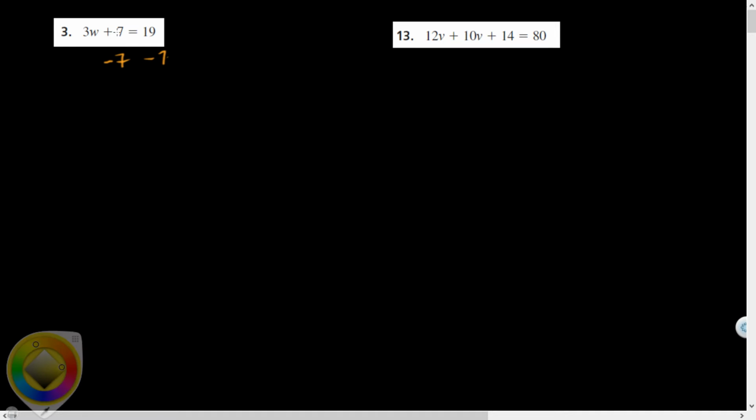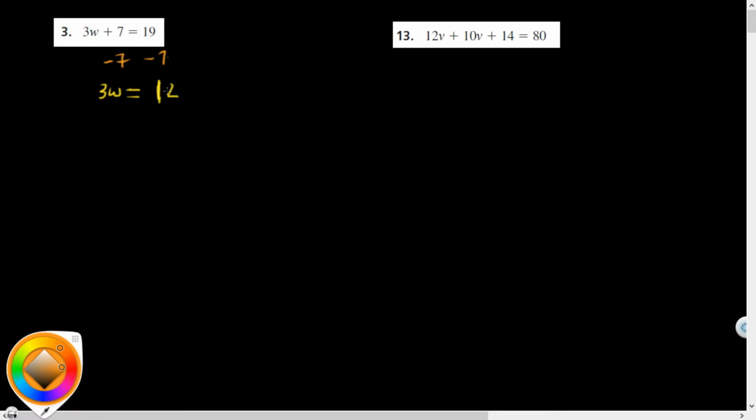And so let's see. So these, in fact, cancel out. I'll have 3W equals. I line up my equal signs vertically underneath each other. 19 minus 7 is 12. And why isn't that writing well? Might have to change the sensitivity on it.